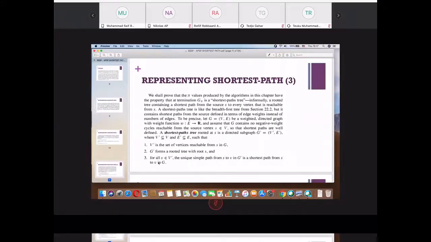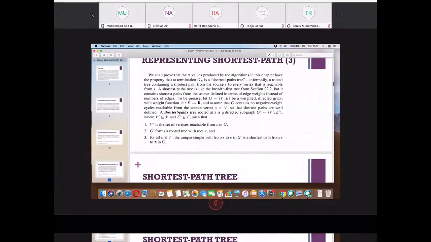And the last note is that for all small phi vertices, all vertices in phi prime, the unique simple path from small s to phi in G prime is a shortest path from S, the source, to phi in T. See? You have to note this.